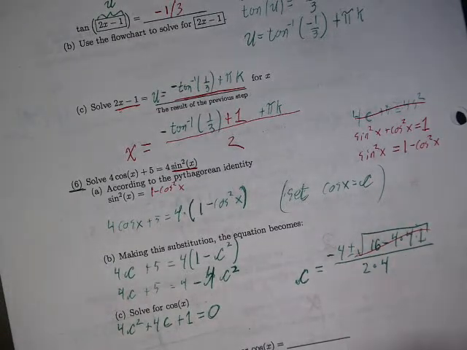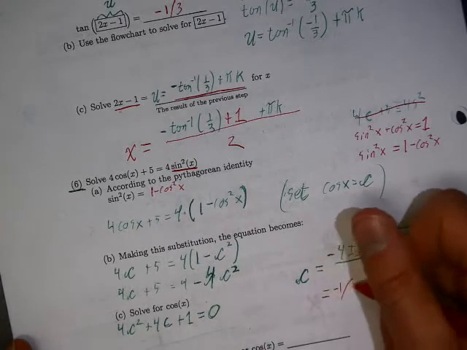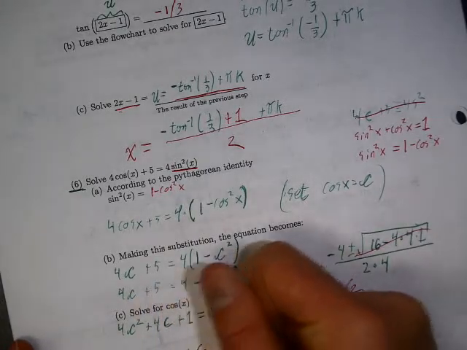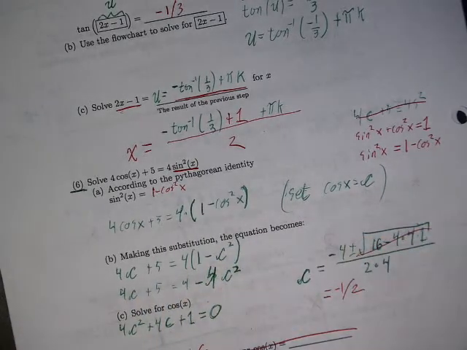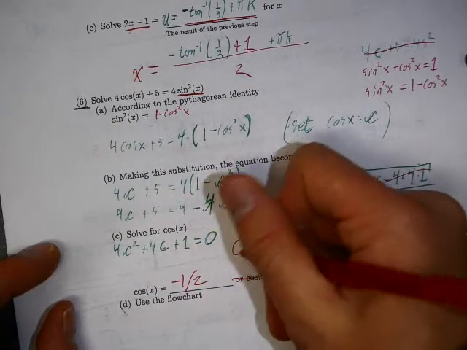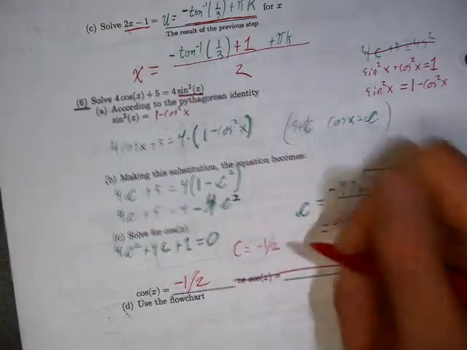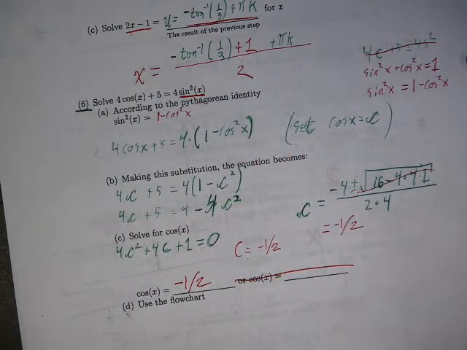So what is that? Negative 1/2. Nice. So we wind up with only one value that c could be. C is equal to negative 1/2. Now we need to solve the equation cosine of x is equal to negative 1/2. And so how do you do that?